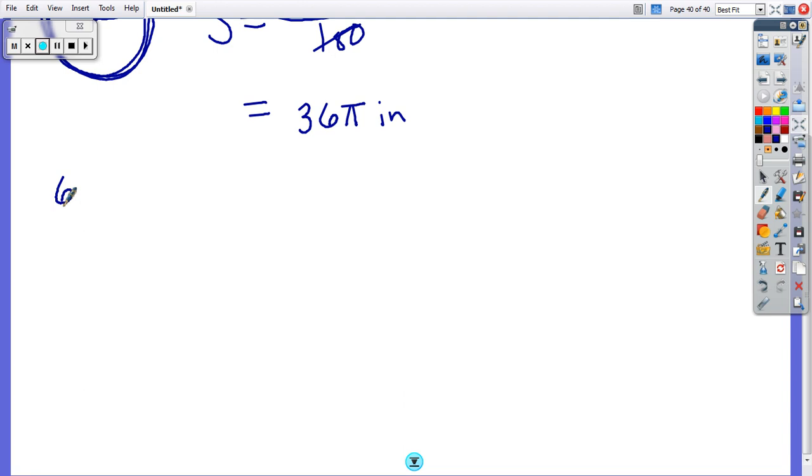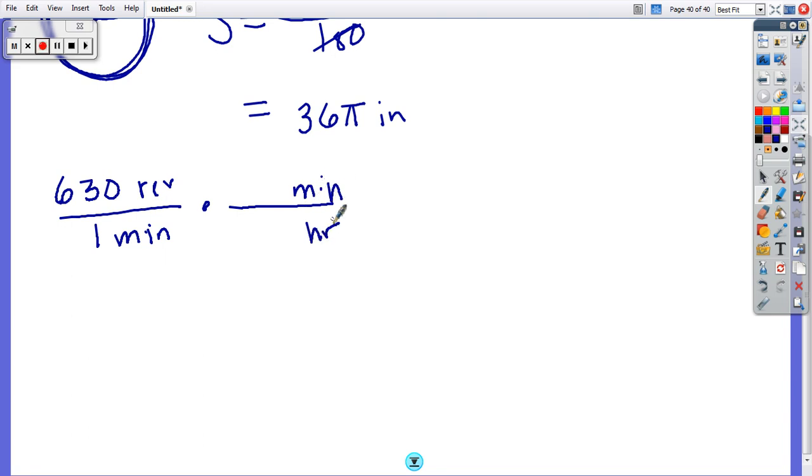If I start with 630 revolutions per minute, I need to change minutes to hours first. So I'm going to multiply that by, I have to put minutes on top and hours on the bottom. And I know that there are 60 minutes in 1 hour. So now I have hours, miles per hour. So I'm good with my time, my distance measures. Now I need to figure out inches and feet. I need to change that.